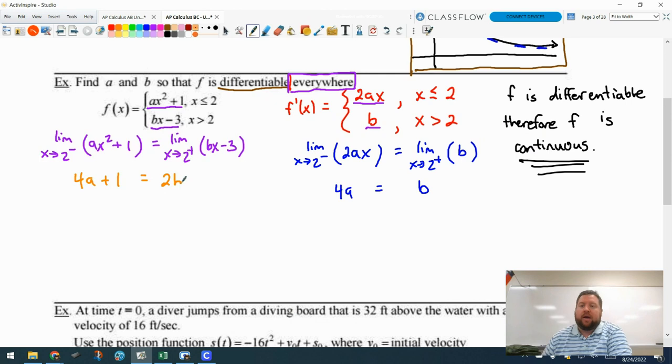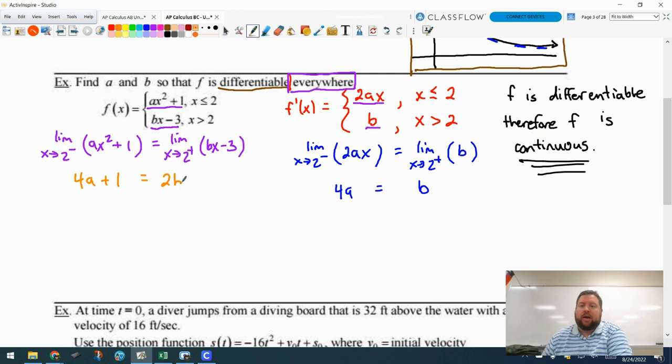T represents time after the diver jumps. So time in this scenario can certainly not be negative, so our answer has to be t equals 2. Find the instantaneous velocity when t equals 1. Okay, velocity, v of t, is equal to the derivative of position. That is a relationship you will become very comfortable with if you're not already.